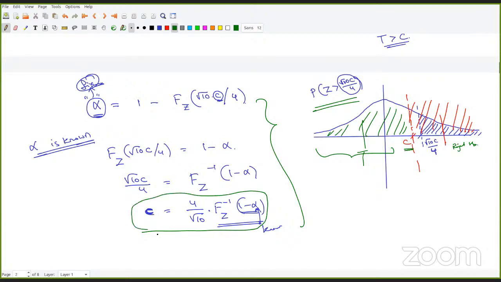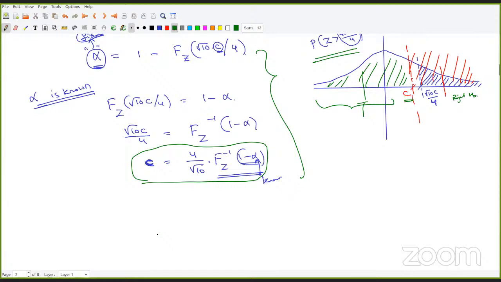In this example, say I take alpha equal to 0.05. Then my F_Z inverse will be F_Z inverse of 0.95. I will go to the table and identify where 0.95 is. Yes, you have to observe where inside the table 0.95 is.